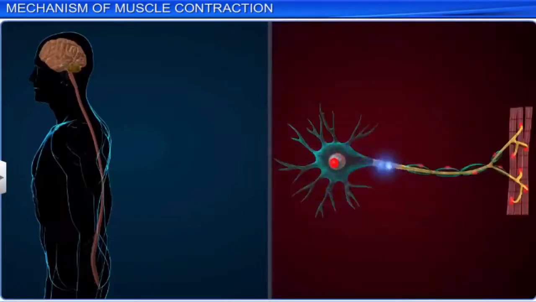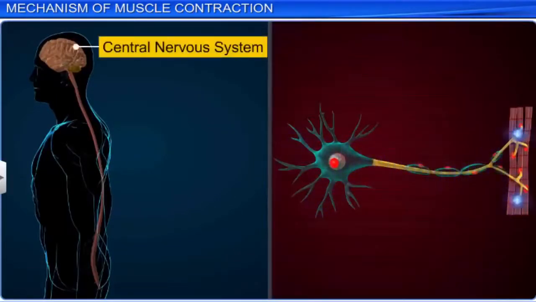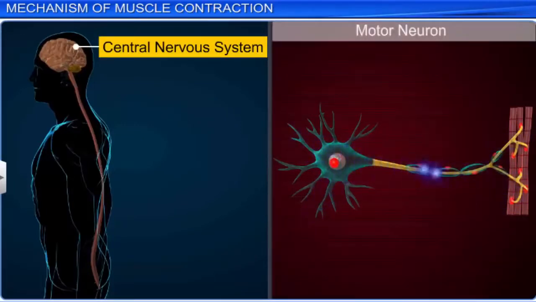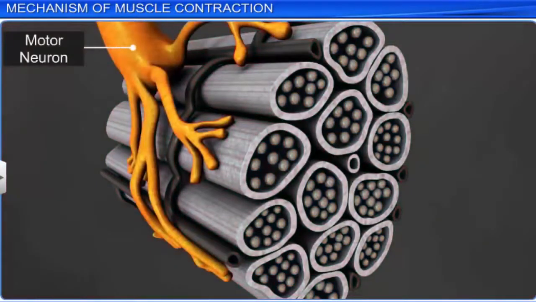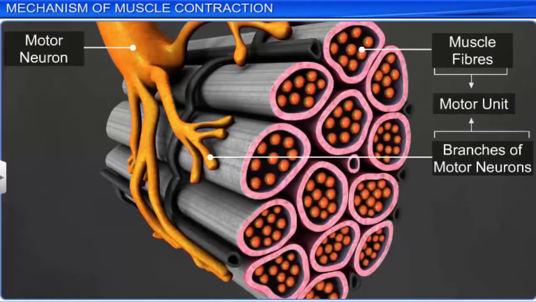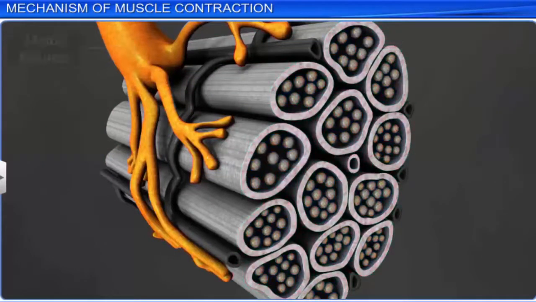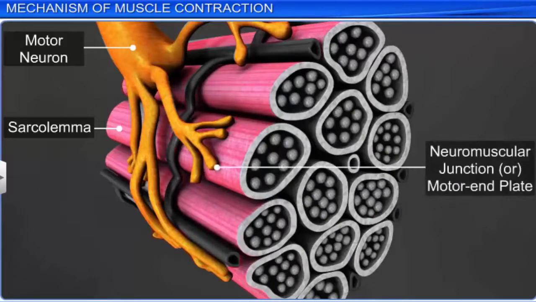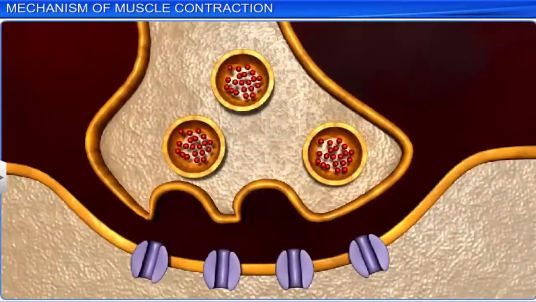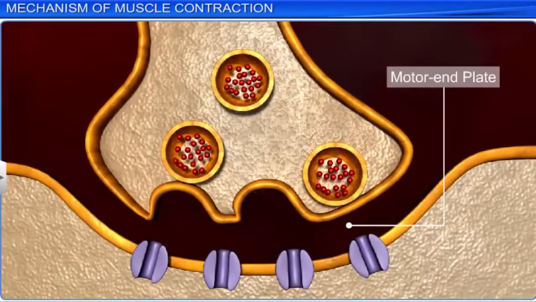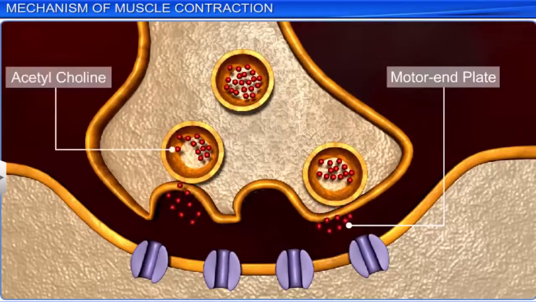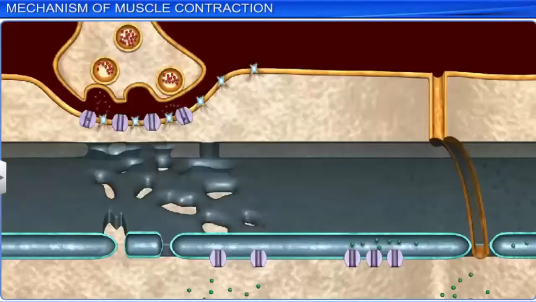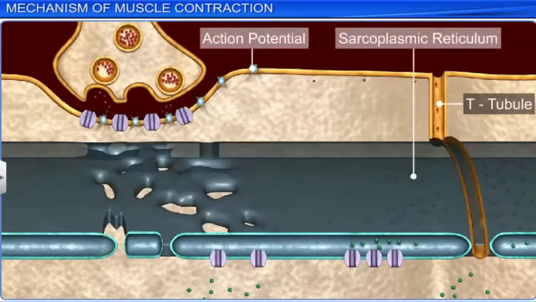To start a muscle contraction, the central nervous system or CNS sends a signal via a motor neuron. The motor neurons, along with the connected muscle fibers, form a motor unit. In fact, the junction between a motor neuron and sarcolemma of the muscle fiber is called the neuromuscular junction or motor end plate. When a neural signal reaches the motor end plate, it releases a neurotransmitter called acetylcholine. This neurotransmitter generates an action potential in the sarcolemma which spreads into the muscle fiber, causing the release of calcium ions in the sarcoplasm.